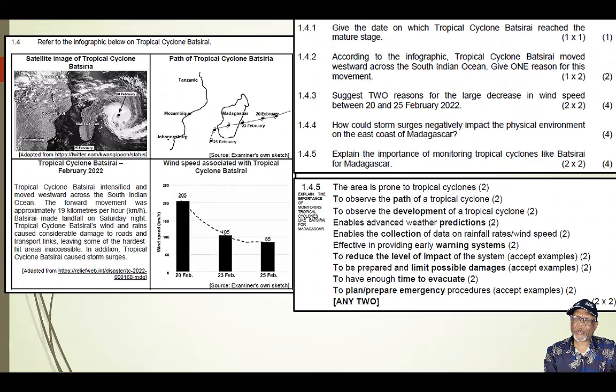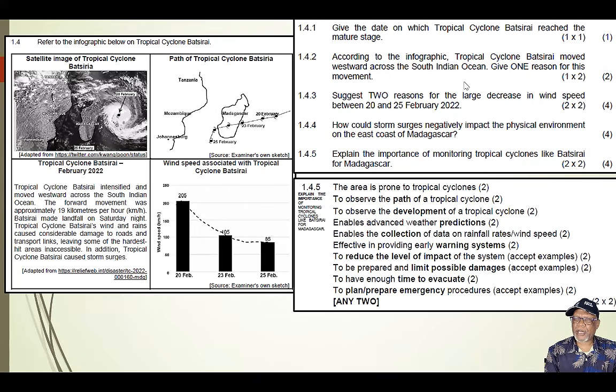And they say, according to the infographic, tropical cyclone Batsirai moved westwards across the South Indian Ocean. Give one reason for this movement. So now you have to decide why tropical cyclones moved westwards. You have to use your information on tropical cyclones, that they move from east to west because they are driven by tropical easterlies.